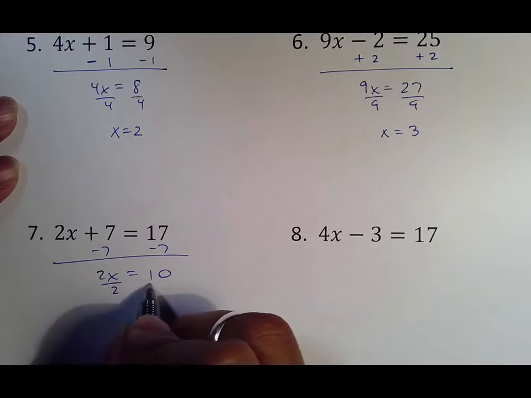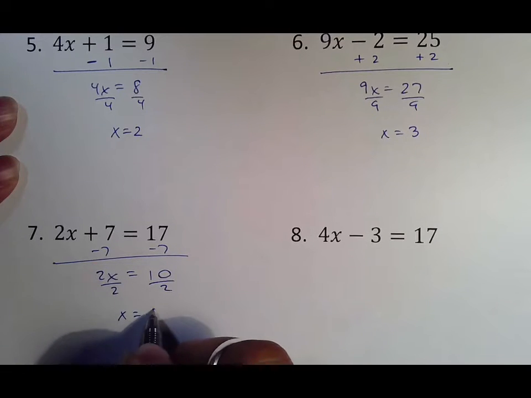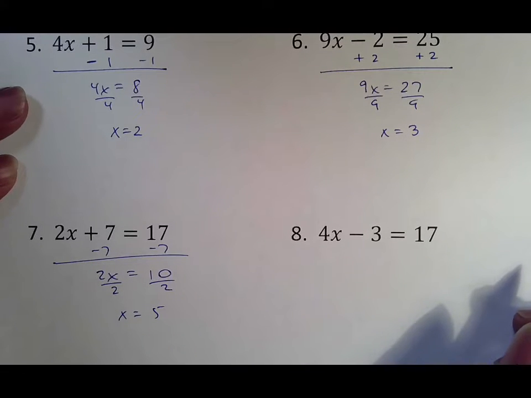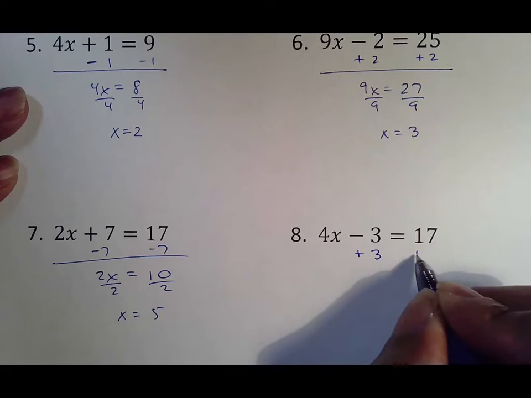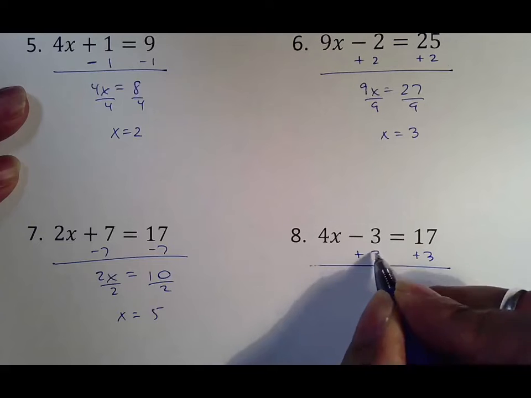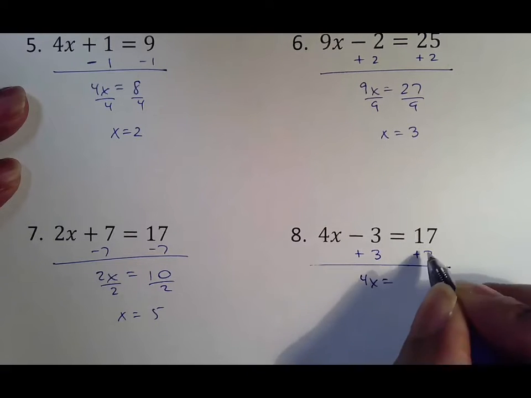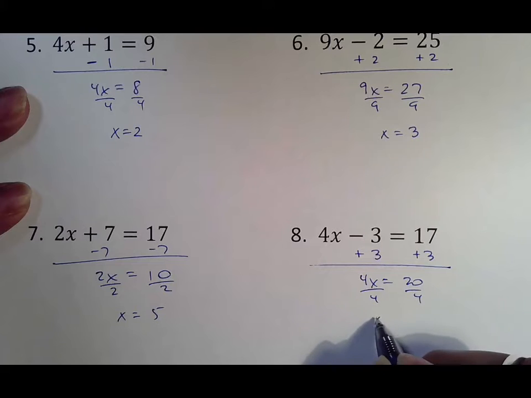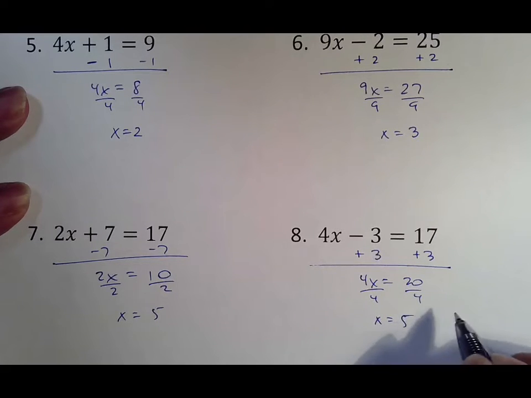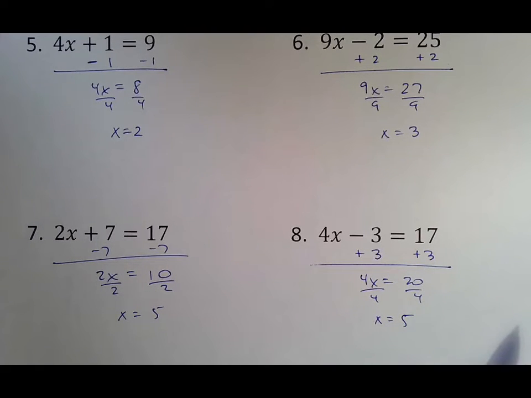17 minus 7 ends up being 10. That means 2 times x, so we divide by 2, ending up with x equals 5. Here we have 4x minus 3 is 17, so what we'll do is add 3 to both sides. Again, the minus 3 becomes plus 3. 17 plus 3 becomes 20. And from there, divide by 4, because that's 4 times x, to get x equals 5.